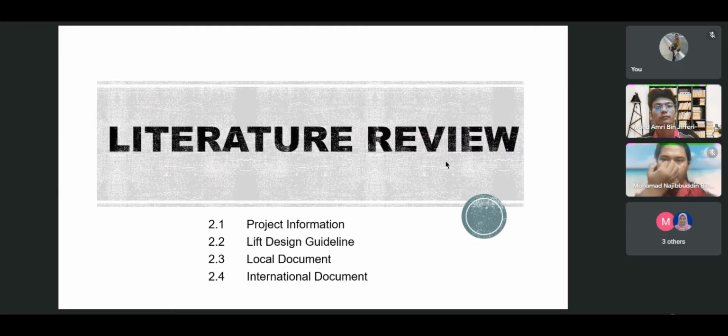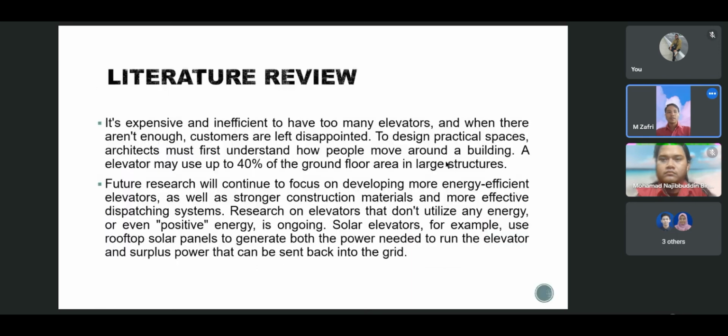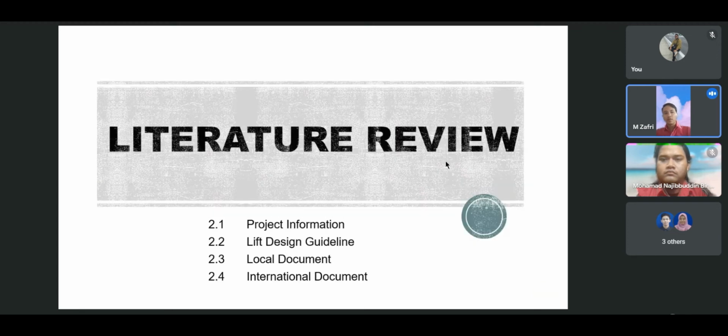Assalamualaikum, my name is Muhammad Zafri Muhammad Rizwan. Okay, next, I will present the literature review for this project. So in this literature review, it consists of 2.1 project information, 2.2 lift design guideline, 2.3 local document, and 2.4 international document. Okay, next slide.